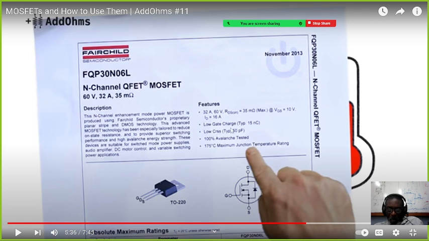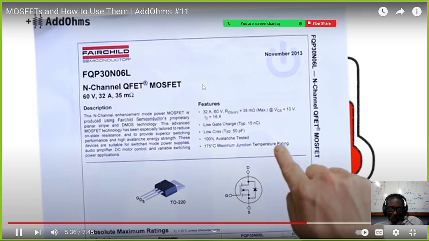Low gate charge, typical 15 nC. Output capacitance, typical 50 picofarads, and the avalanche rating right here is 100%. 175 degrees C.